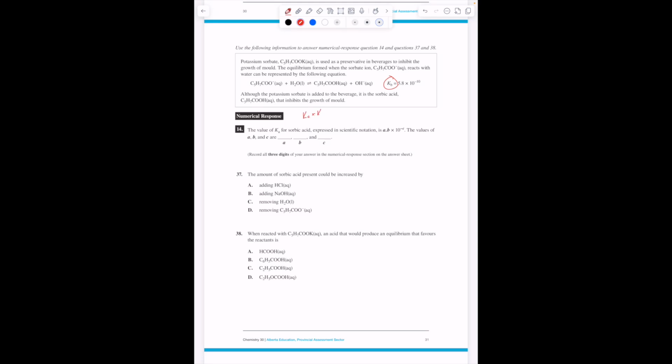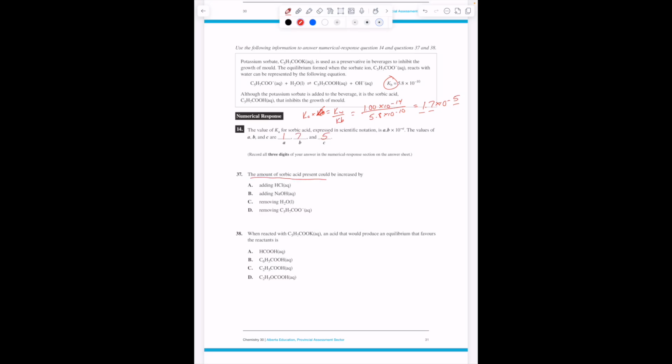Ka times Kb equals Kw, which is a constant. So if I want to find Ka, I'm simply going to divide by Kb. 1.00 times 10 to the negative 14 moles per liter squared divided by Kb times 10 to the negative 10 equals 1.7 times 10 to the negative 5. Which means I want, what do they want here? Oh, 3-digit answer, so 175.